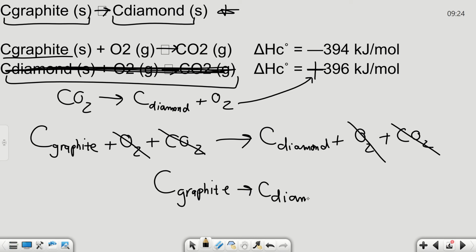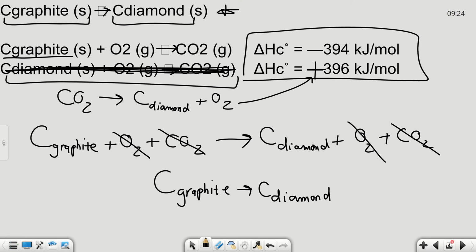And ultimately, what was I doing? I wanted to figure out what would be the enthalpy of this reaction. Well, now all I have to do is just add these two numbers up. I didn't have to do anything to my first enthalpy. I didn't flip it. I didn't change the factor in the equation on it. I did flip the second one, so I changed the sign. So this would simply be negative 394 plus 396. The answer is positive 2 kilojoules per mole would be the enthalpy of the reaction.